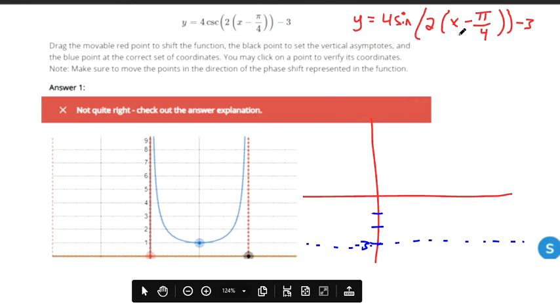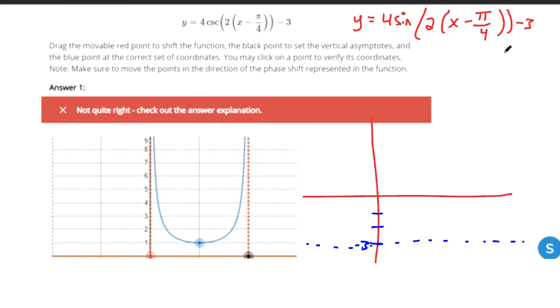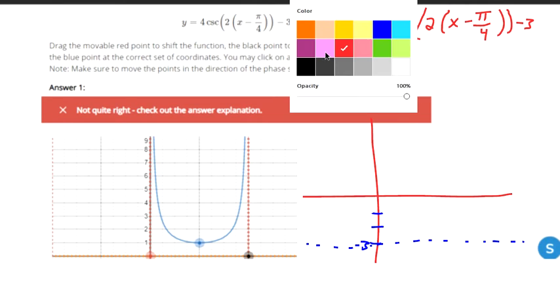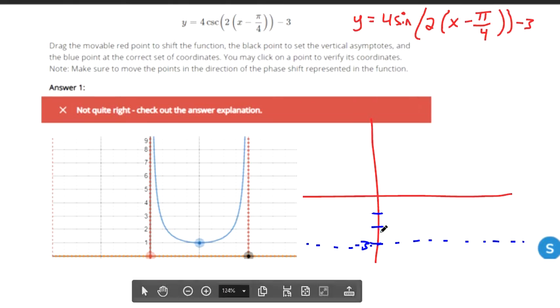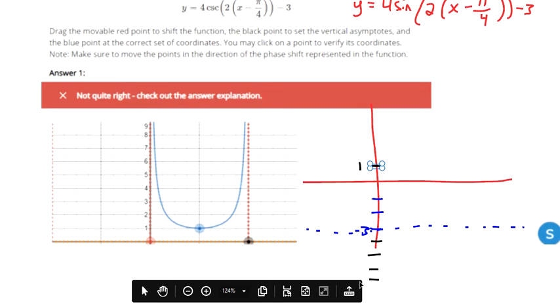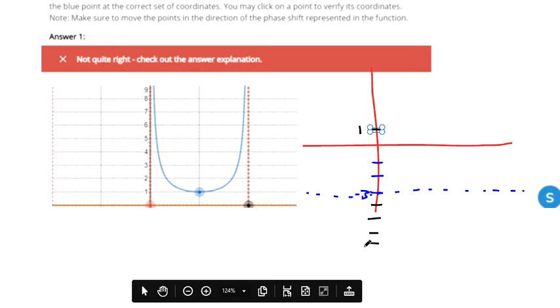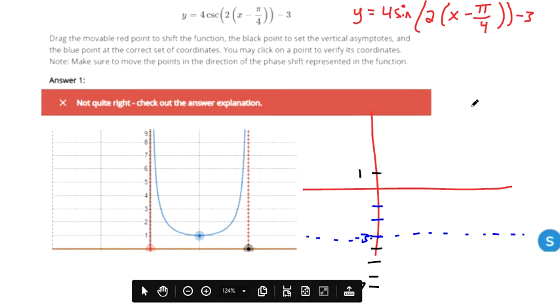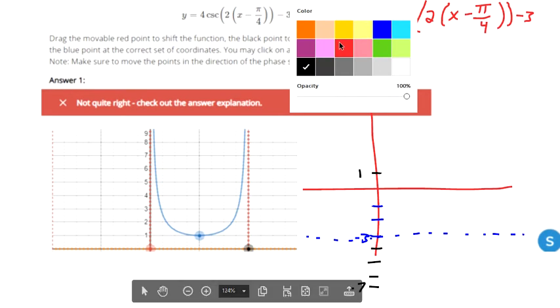Let's see what else. The amplitude might be good to note. The amplitude is 4, so that means we go up 1, 2, 3, 4 from the midline. We go down 1, 2, 3, 4 from the midline. So -7. So it's between -7 and 1 on the y-axis, and it keeps fluctuating.